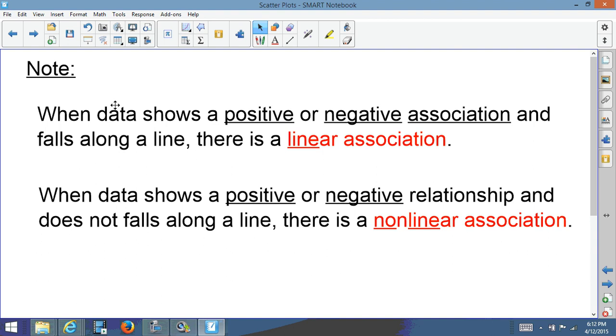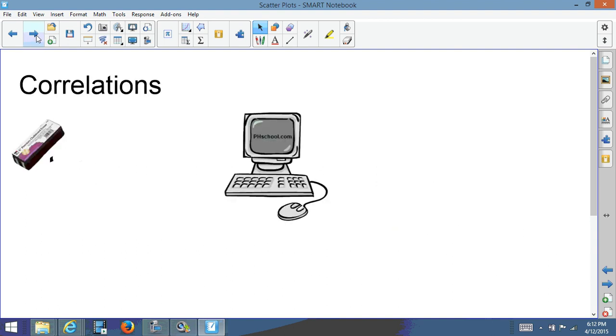Please note, when data shows positive or negative association and falls along a line, there is a linear association, and linear is spelled with line, the first four letters. When data shows a positive or negative relationship and does not fall along a line, there is non-linear association. Notice, no line. Here's another video I plan on showing the correlation.